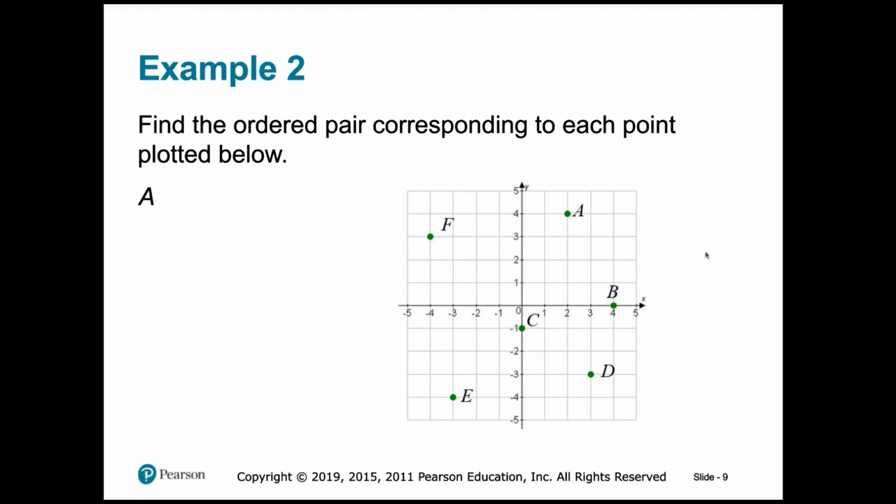So, what are the coordinates of A? Can you see it from where you're sitting? 2, 4. We go over 2 and up 4. B? 4, 0. C?